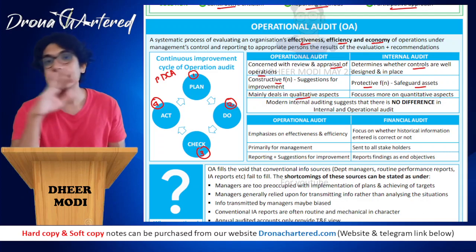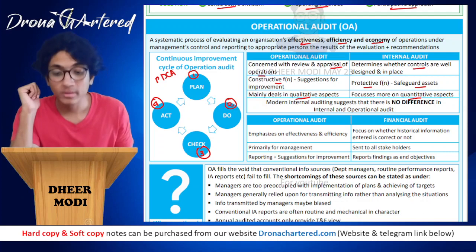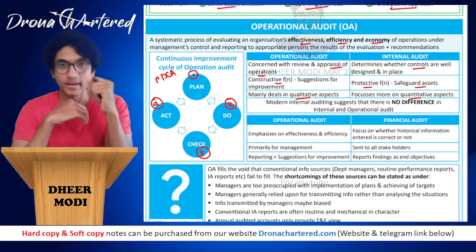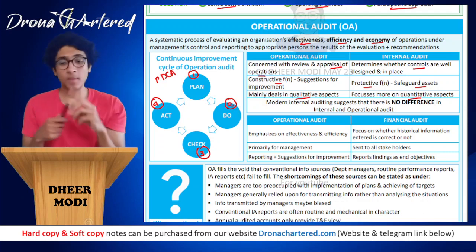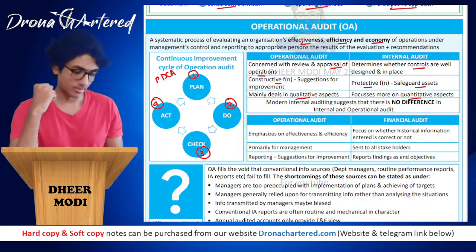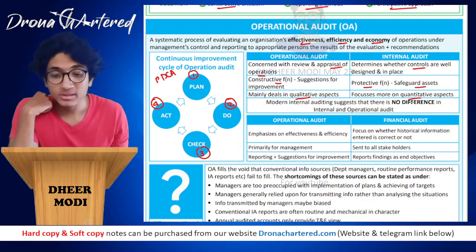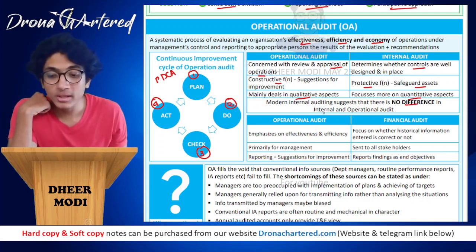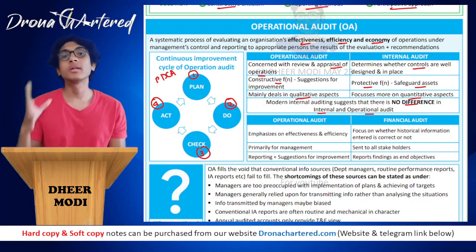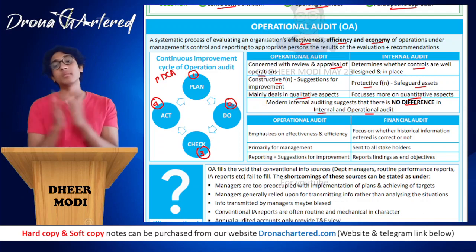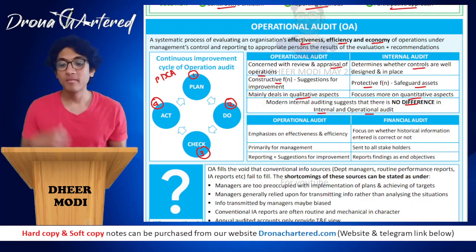Your operational audit will not be related to numbers a lot, while your internal audit focuses on the quantitative aspect. They will always give you an amount, that is, the possible amount of the issue. Modern internal auditing suggests that there is no difference between internal and operational audit. Both of them are the same. What you check in internal audit, you also check in operational audit and vice versa.